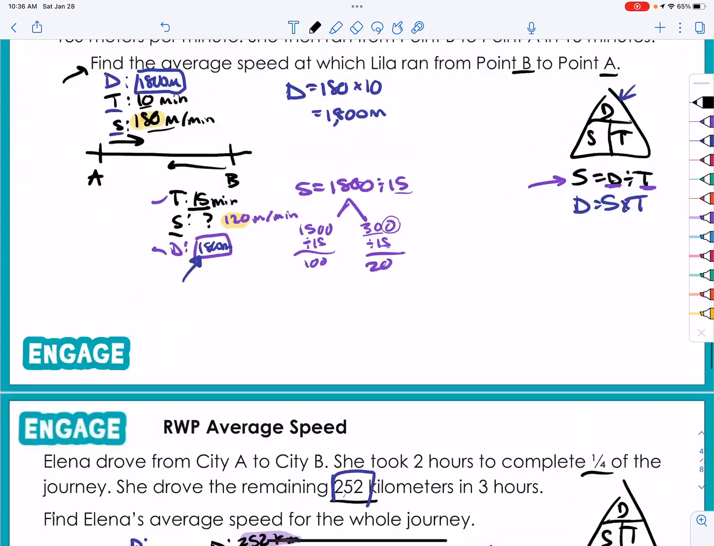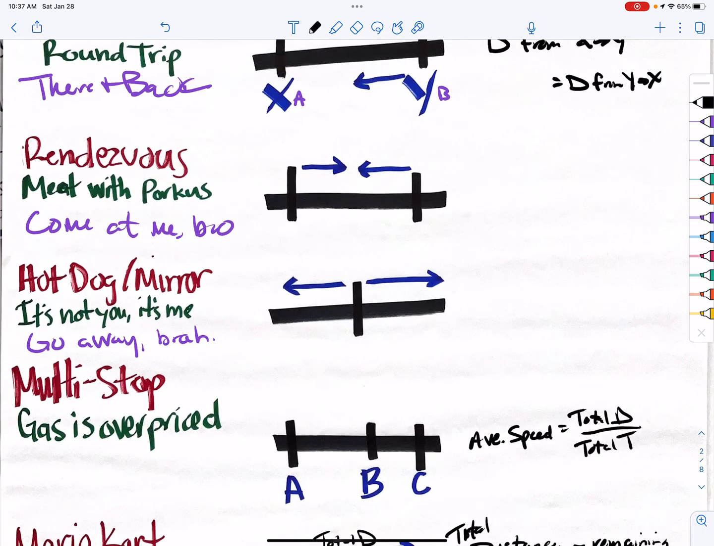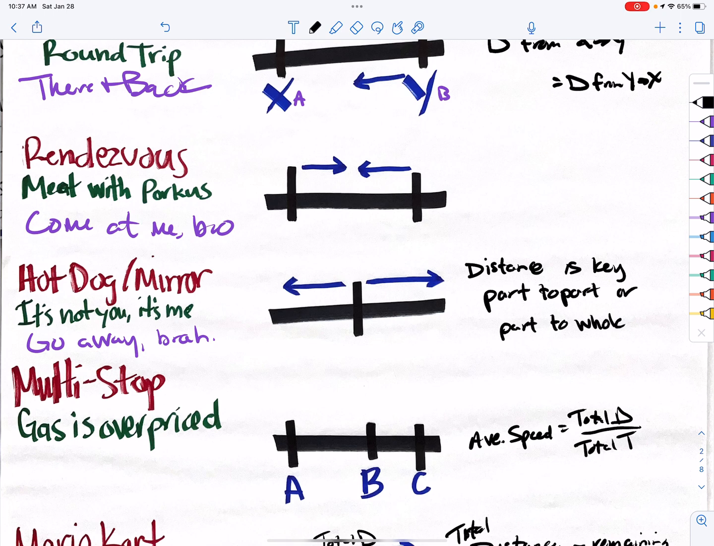So when they're walking in opposite directions, this is the hot dog or the mirror, you've got to do some calculations and then do some adding, or look at the relationship between, because this one's usually going to be about distance. Something with distance is going to be in this problem, because the fact that they're traveling further apart means that distance is going to be key. You need to look at that part to part, or part to whole relationship. I ran out of room.